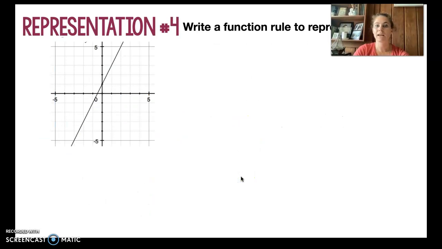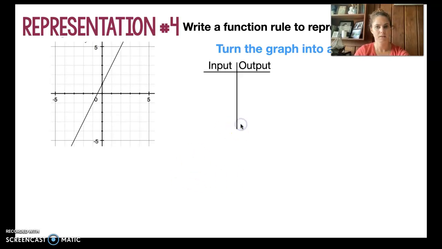So one last one, we have a graph. And we're going to do the same thing. The strategy, we're going to turn that graph into a table. So my input outputs, I have these 3 points.